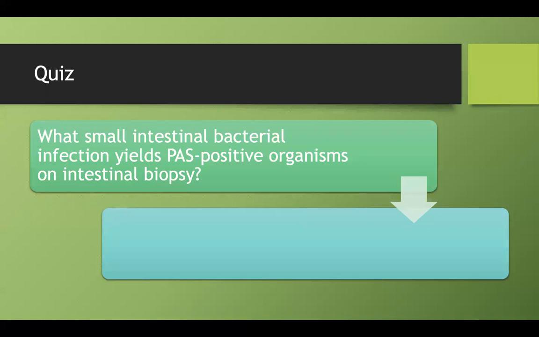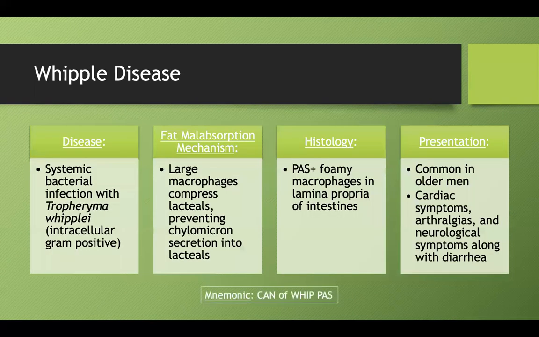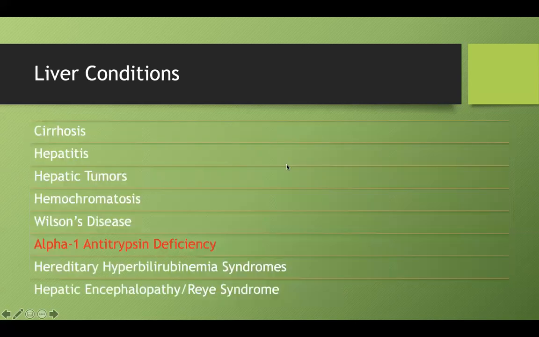And while we're here, let's just throw a callback to our small intestine lecture. I don't know if you remember. Do you remember which small intestinal infection yielded PAS positive organisms on intestinal biopsy? That was actually Whipple disease. And this is from our small intestine lecture. I just want you to remember that you can get PAS positive foamy macrophages in the lamina propria. And my mnemonic for that was this can of whip pass, and that PAS was for this specific finding.